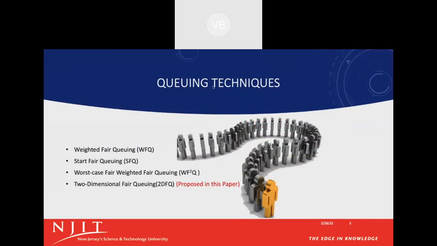So there are various queuing techniques which exist in different scenarios. So the most common one and the queuing techniques which are mentioned in the paper are weighted fair queuing, start fair queuing, worst case fair weighted fair queuing, and two-dimensional fair queuing. So in this paper, the last one, the two-dimensional fair queuing, is proposed, which overcomes the disadvantage or shortcomings of the queuing techniques which is mentioned above.